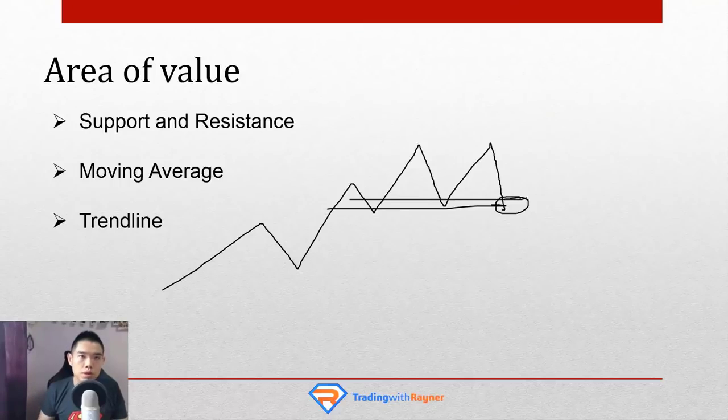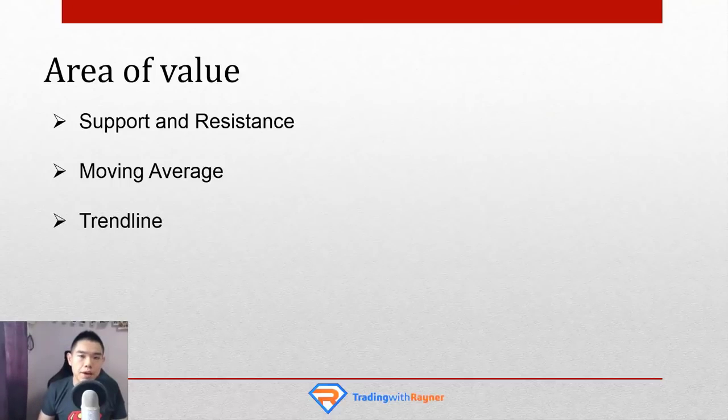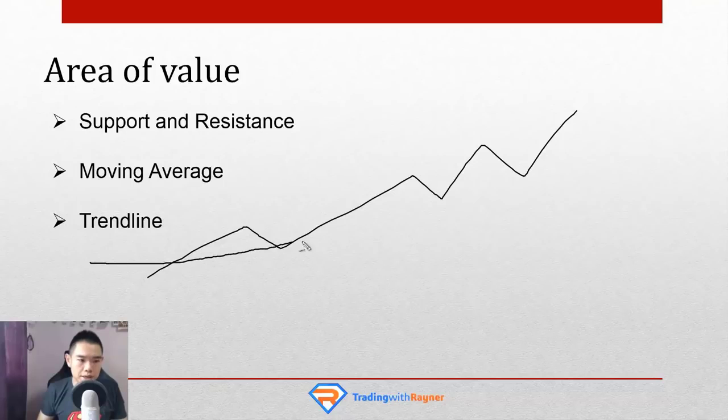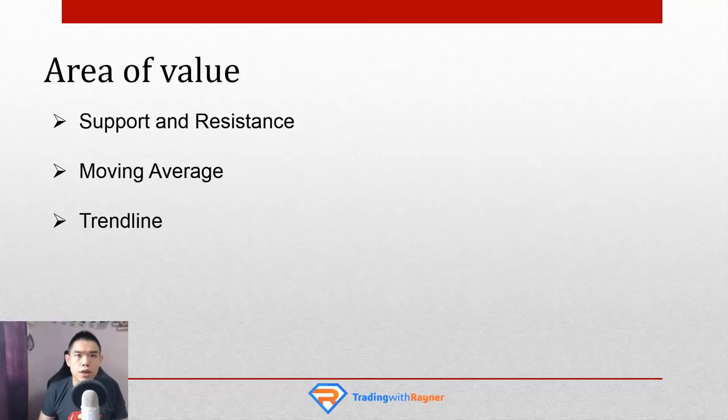Another variation is that an area of value can be in the form of a moving average or trend line. The market is in an uptrend, and if you pull out, let's say, the 50 MA, you notice that the price tends to respect this moving average. Usually in a healthy trend, it tends to respect the 50 period moving average. So let me share with you a few examples. The first one is this one here. You can see that here.